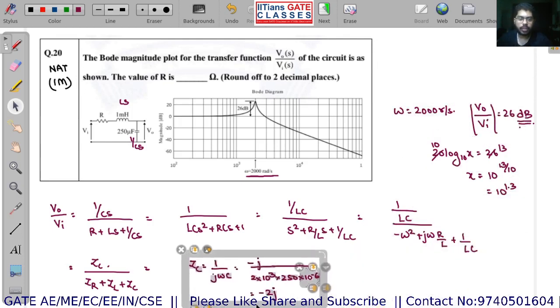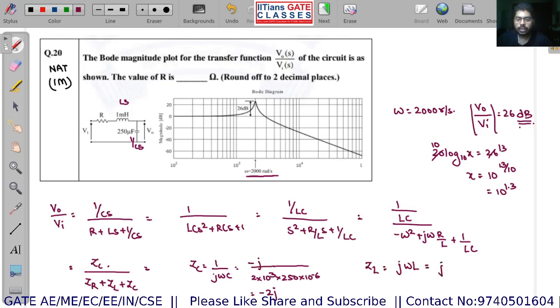Okay, I am going to write ZC here, and let me calculate ZL also. So ZL is equal to J omega L. So J into omega, which is 2 into 10 to the power 3, L is 1 millihenry, so 1 into 10 to the power minus 3. So this comes out to be 2J. Now you can see how simply I can solve this.